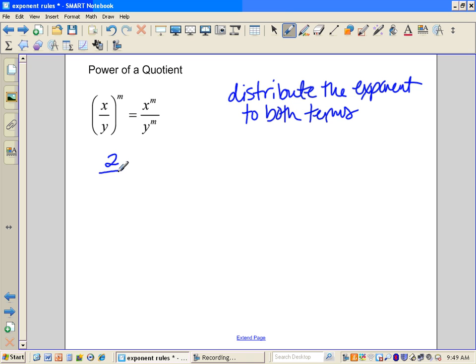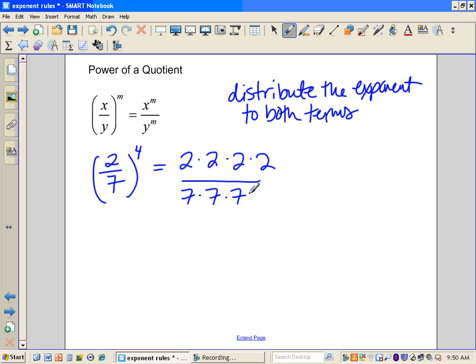Let me show you why we do this in the long form. 2/7 raised to the 4th power. Well, that means 2 times 2 times 2 times 2, over 7 times 7 times 7 times 7, or 2 to the 4th over 7 to the 4th. This might be one of those situations where it's cleaner or simpler to leave it like that versus actually doing out what 2 to the 4th and 7 to the 4th is.